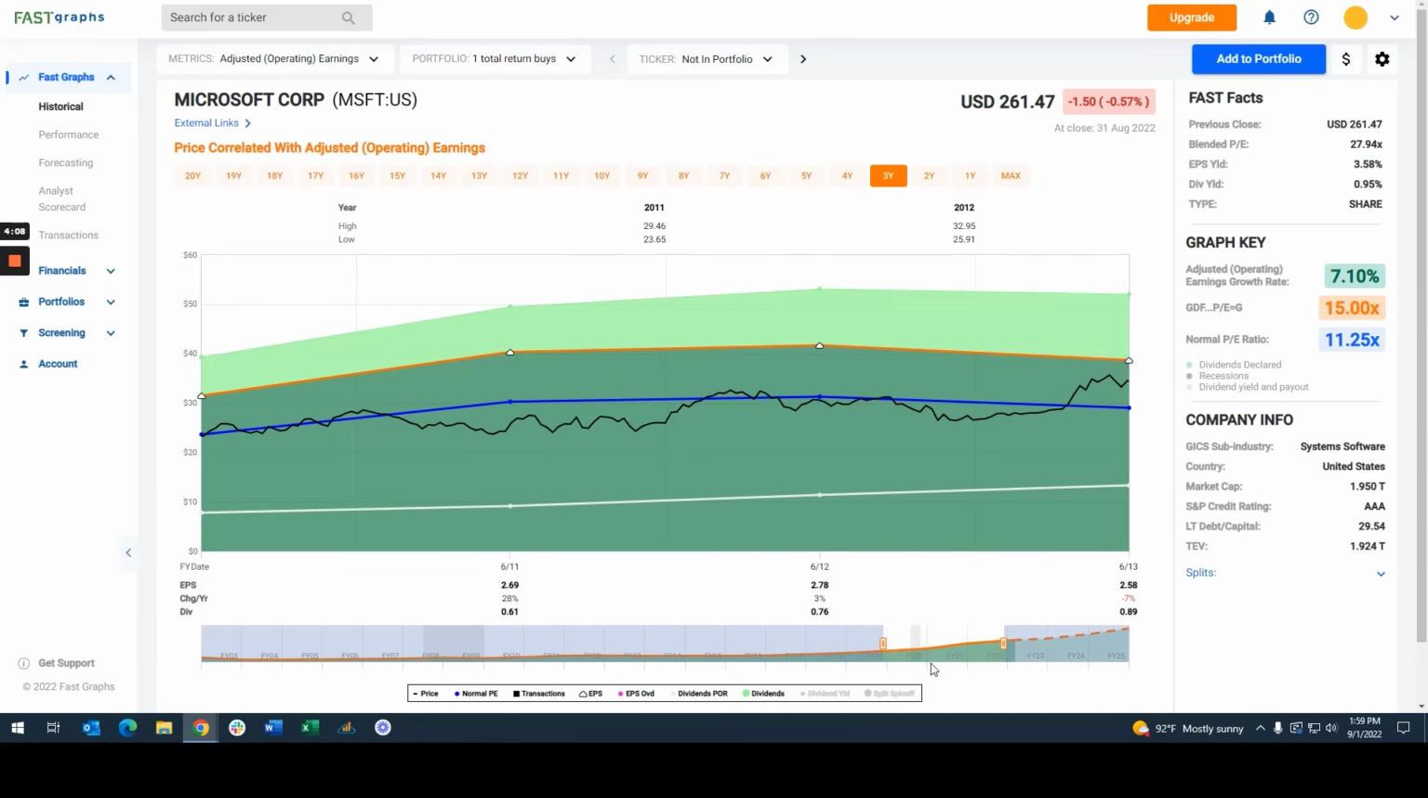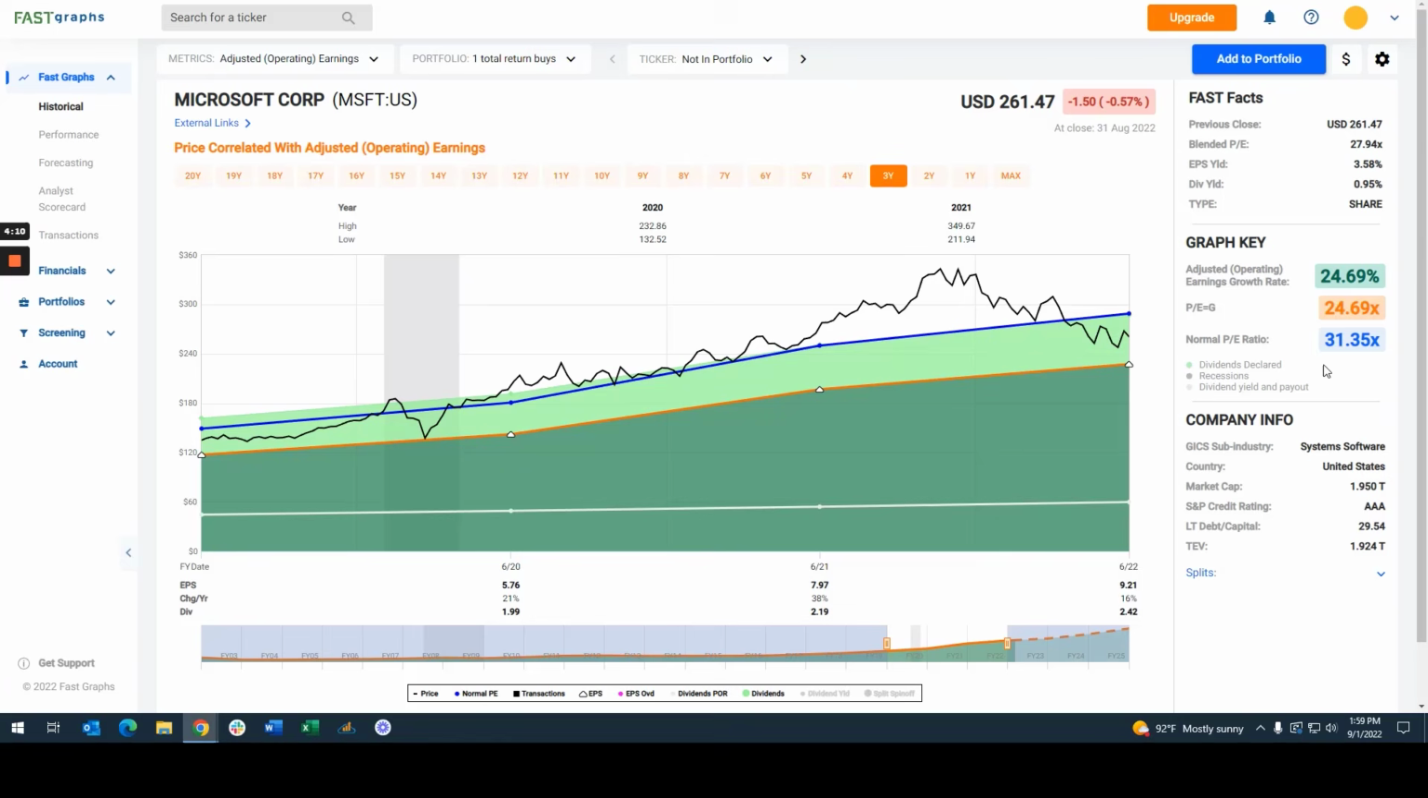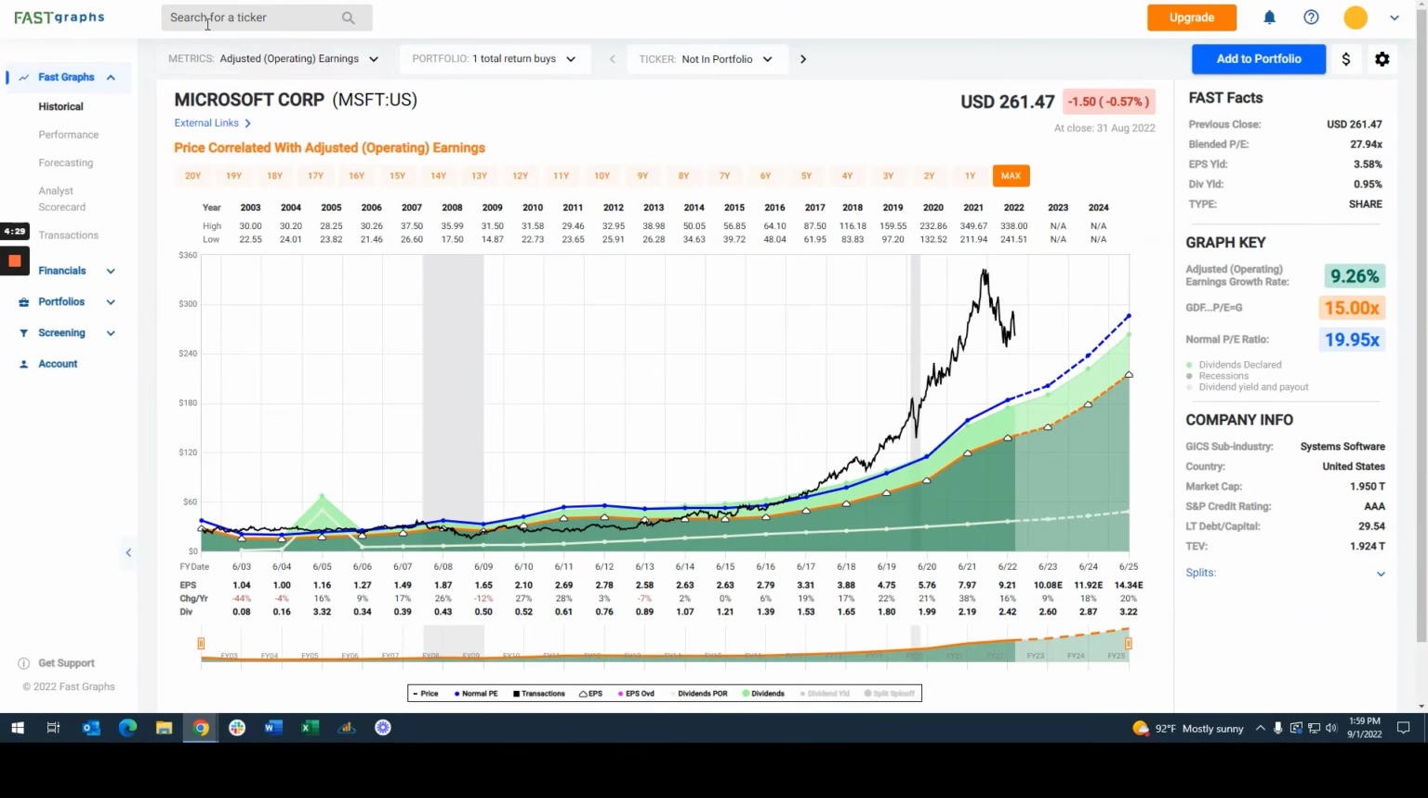Conversely, if I move this up to more recent times, you can see that the normal PE since 2019 for Microsoft has been 25. Just because that's how the market has valued the stock doesn't mean that you necessarily should be willing to pay that. It's simply showing you how the market has valued the stock over a given period of time.